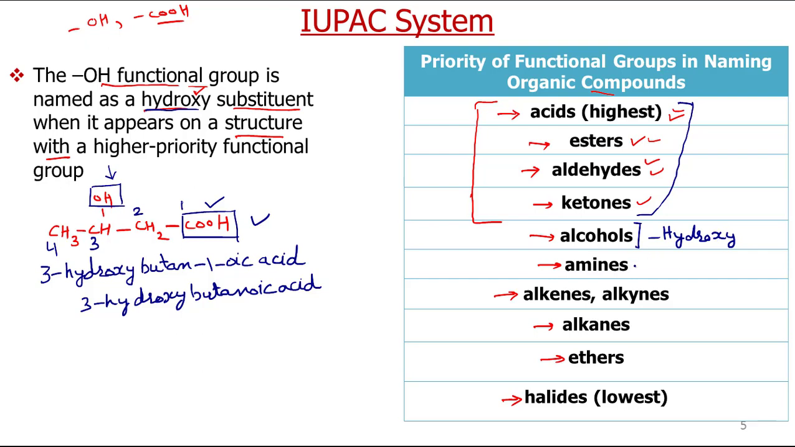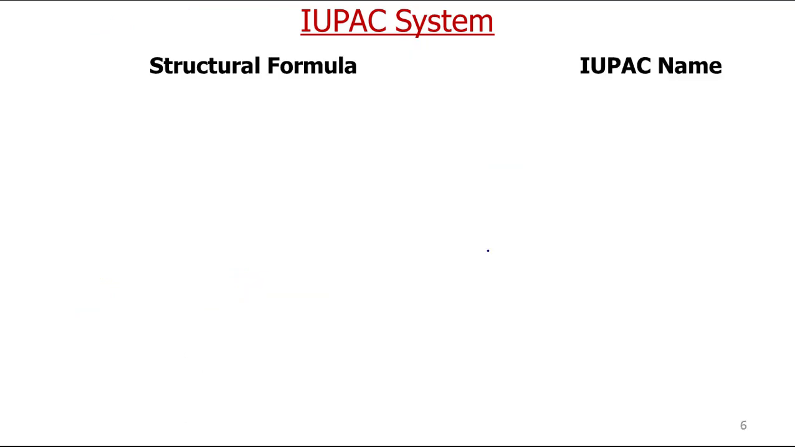If other functional groups are there, then these functional groups will go as a prefix or suffix, and it will be used as a suffix, and the suffix for this is "ol". Okay, so when you do various examples to name these organic compounds you will learn it better. Now what we can do is some examples to learn this.